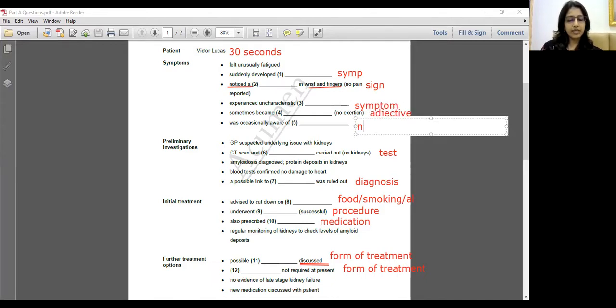And for the fifth one, I'm looking for a noun. What was he aware of? Remember, all the answers would come in sequence, but the sequence of words within that sentence can change.